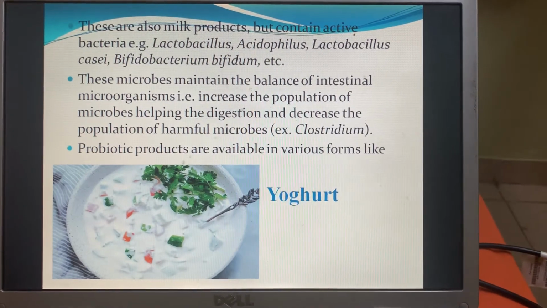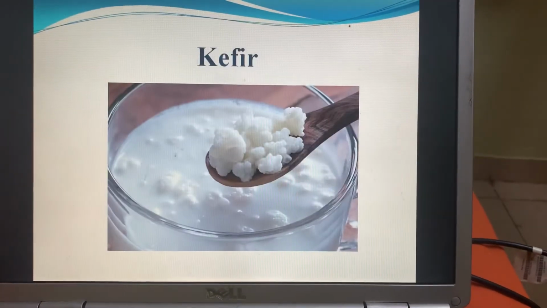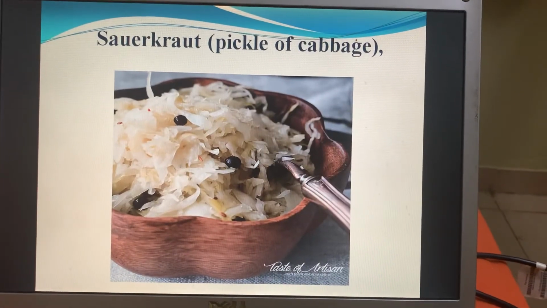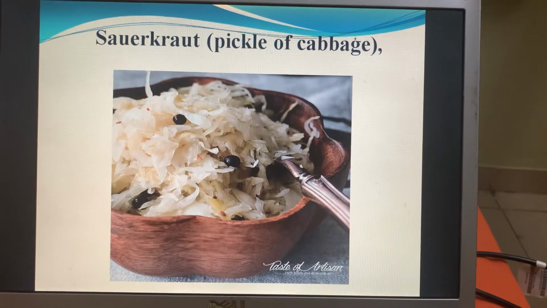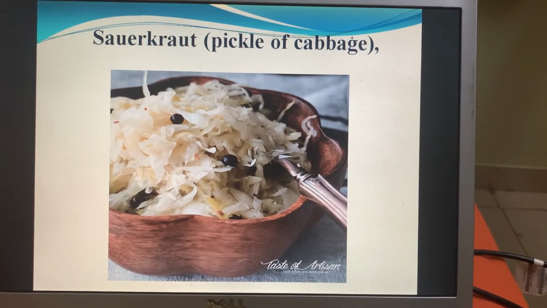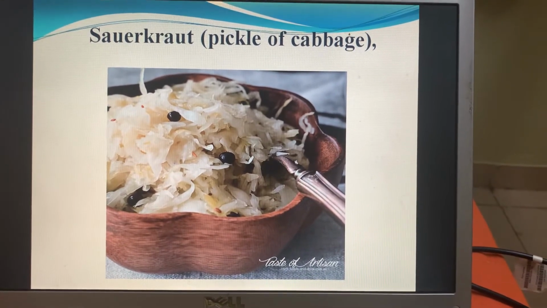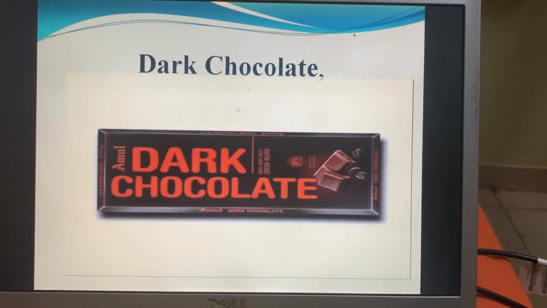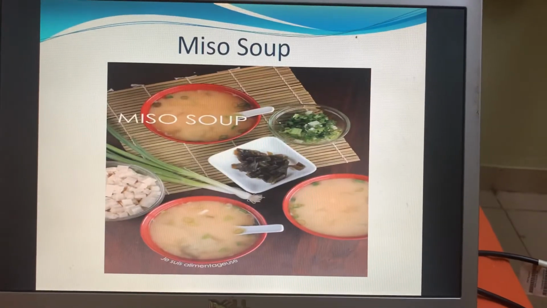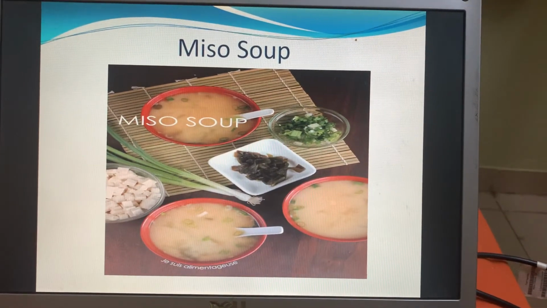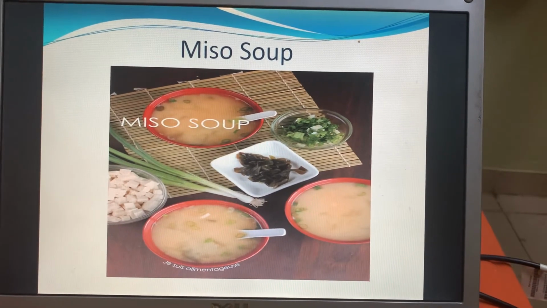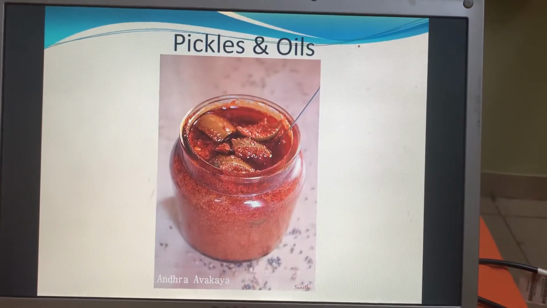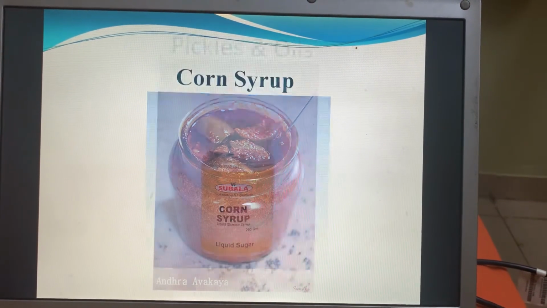For example, yogurt, that is dahi, kefir, that is fermented milk. Then sauerkraut, it is a German preparation which is actually a pickle of cabbage. Cabbage means patta gobi. Next is dark chocolate. We all know what dark chocolate is. Then miso soup. Miso soup is a Japanese soup in which the miso paste, which is a fermented paste, is added. Next are pickles and oils.